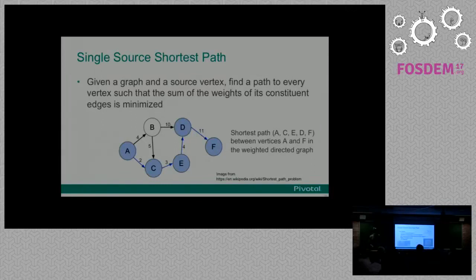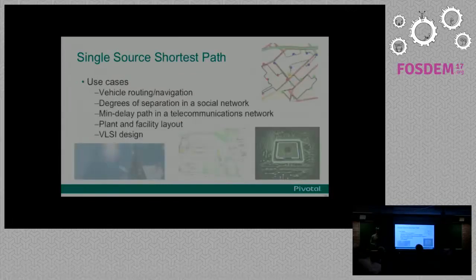Although this is a really simple algorithm, it's actually very useful. It can be used for many things like vehicle routing and navigation, degrees of separation in a social network, also in telecommunications, minimum path delay in a network, plant facility layout, VLSI design. So many different kinds of applications of what is actually a pretty simple algorithm.